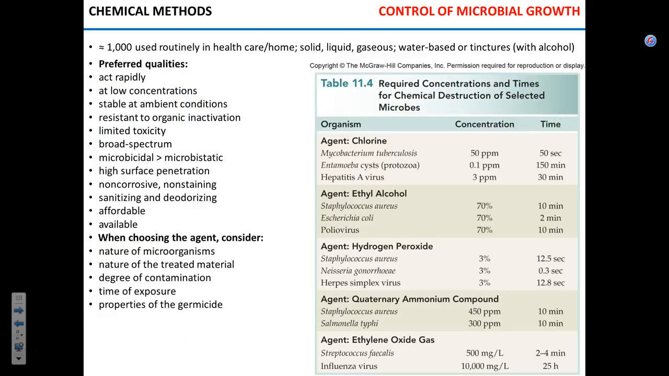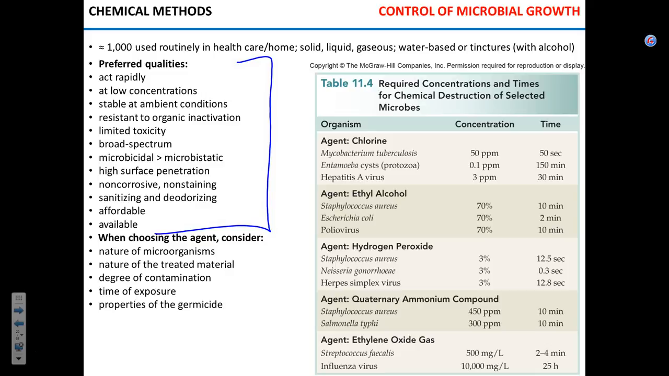Chemicals. That becomes more and more relevant to even your day-to-day experience. Currently, about 1,000 different chemicals are used in industrial and house settings for cleaning. If you read the list of requirements here, it looks like requirements for an ideal husband or ideal wife that do not exist, right?